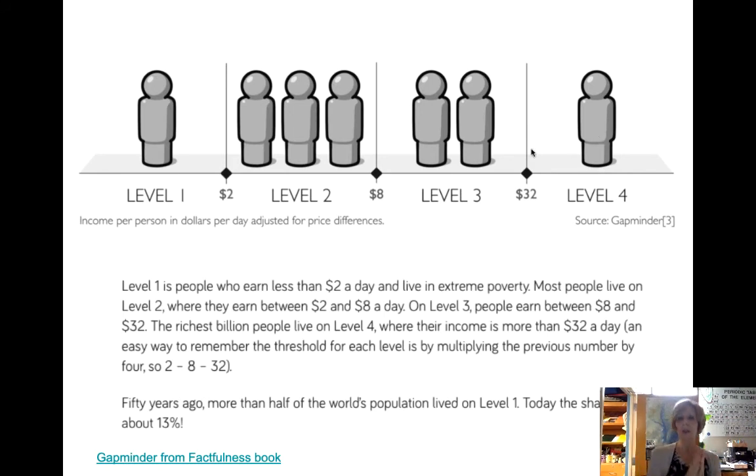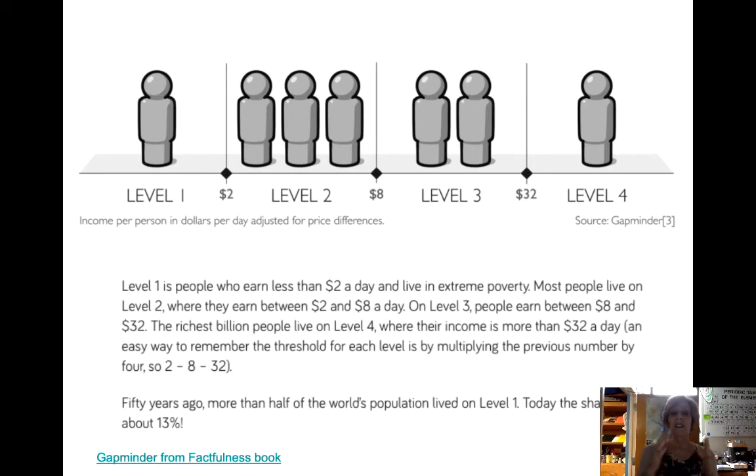I want you to look at the population, where that population is. Most people in the world are actually at level 2, and they're moving up. They're moving up to level 3, all right? And those people are moving up to level 4.